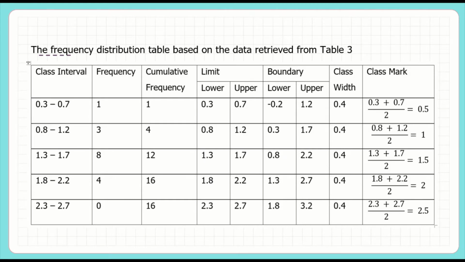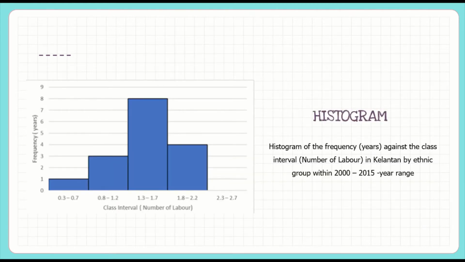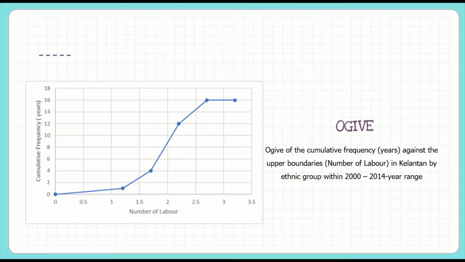In this slide, it shows the histogram graph obtained from the retrieved data of employed persons by ethnic group in Kelantan within the 2000 until 2015 year range. The y-axis is the frequency, which is the year, and the x-axis is the class interval, which is the total employed person.